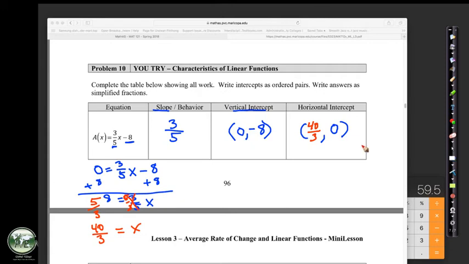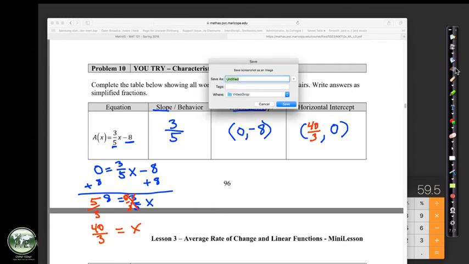Okay, but that's the horizontal intercept. Again, that's the most annoying one to find because you gotta actually do some work. Okay, so far so good. Okay, so let's save that one.